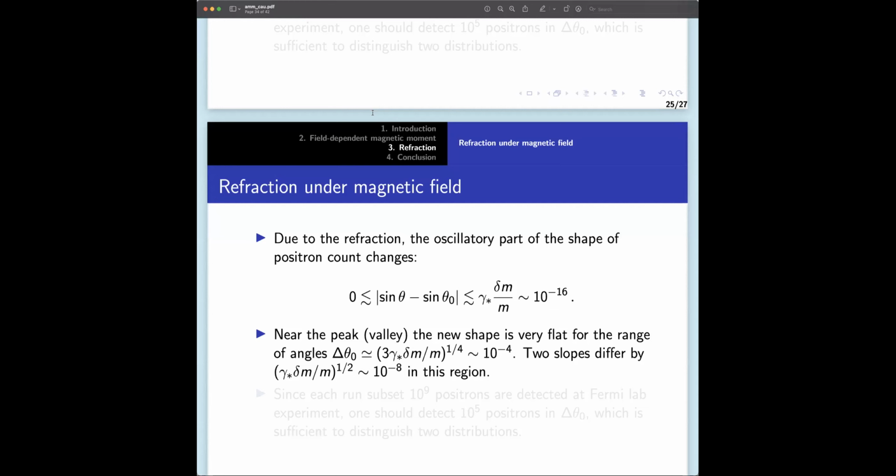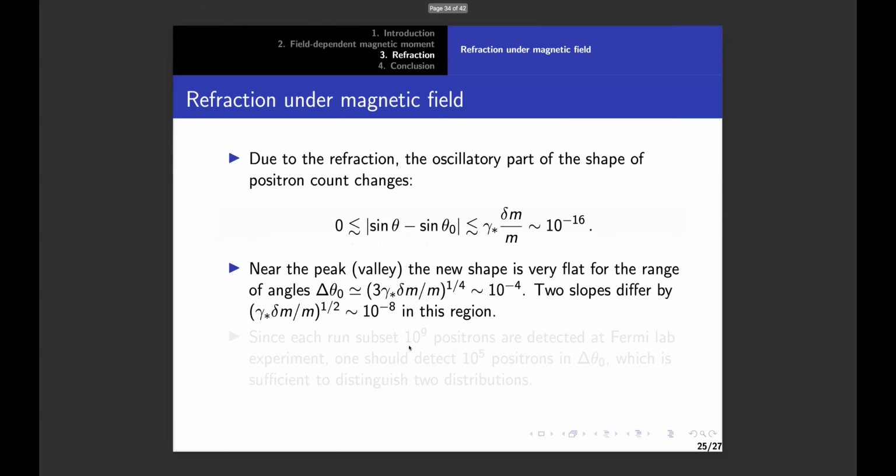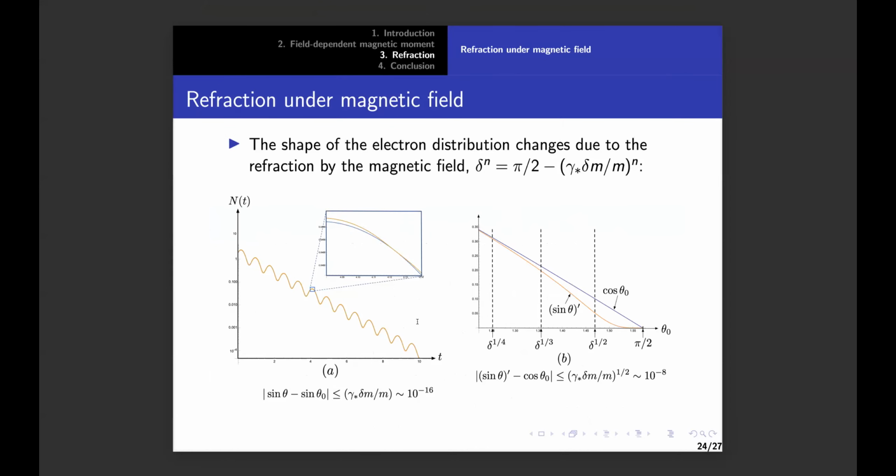So in the Fermilab experiment, in each run subset, they have 10 to the 9 positrons detected. So in this angle range, they will have 10 to the 5 electrons or positrons arriving here. But the current experimental uncertainty is roughly less than parts per million, so 10 to the minus 7 or smaller than that. So this measurement will be important to improve the current accuracy, not only for measuring the deflection effect.